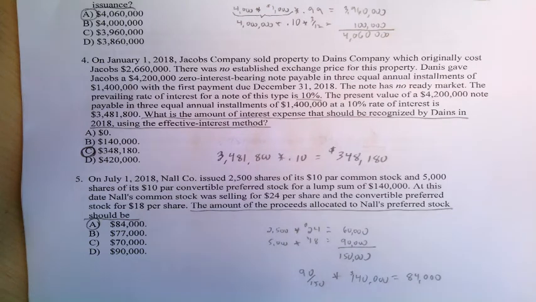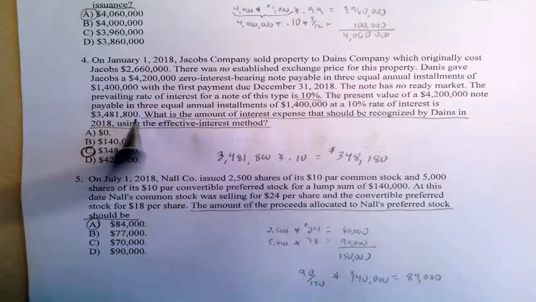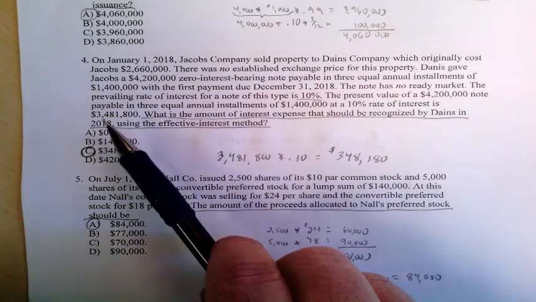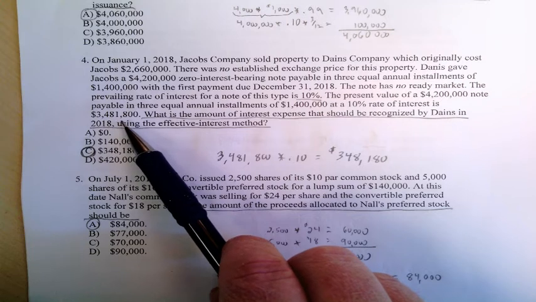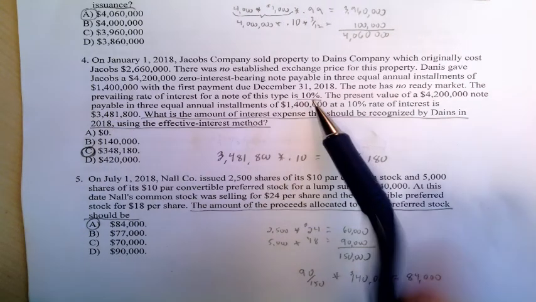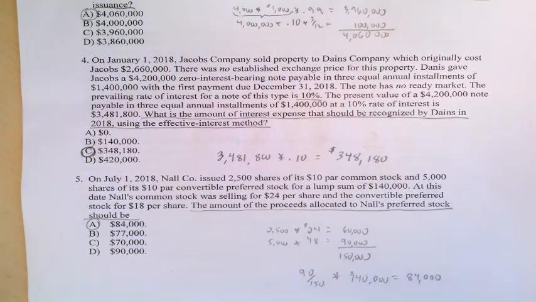The present value of a $4.2 million note payable in 3 equal annual installments of $1,400,000 at a 10% interest rate is $3,481,800. So to calculate the interest using the effective interest method, we take the carrying value at the beginning of the period, which is my present value at January 1st, 2018, times the effective yield or market rate, which is 10%. That gives us interest expense for the period of $348,180.